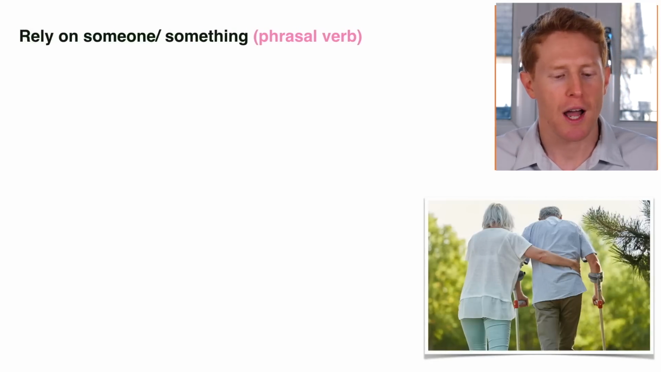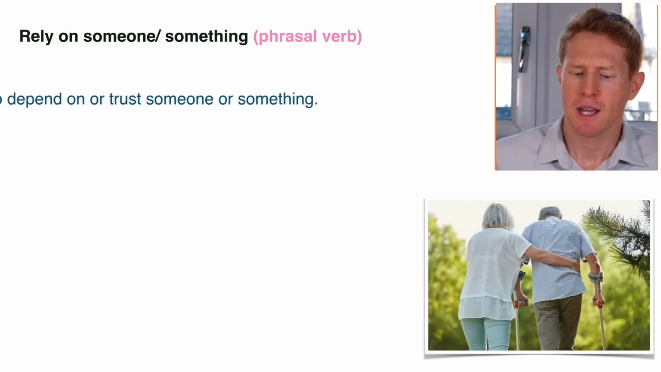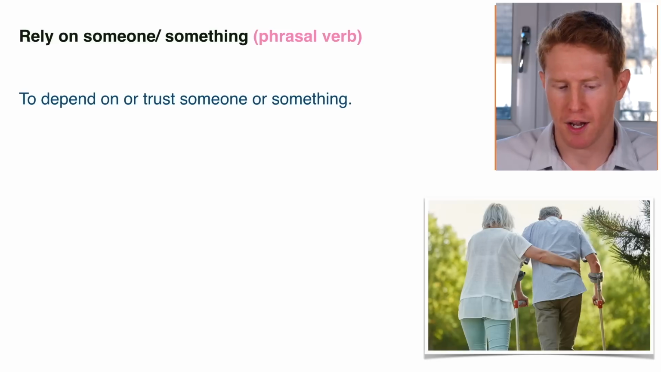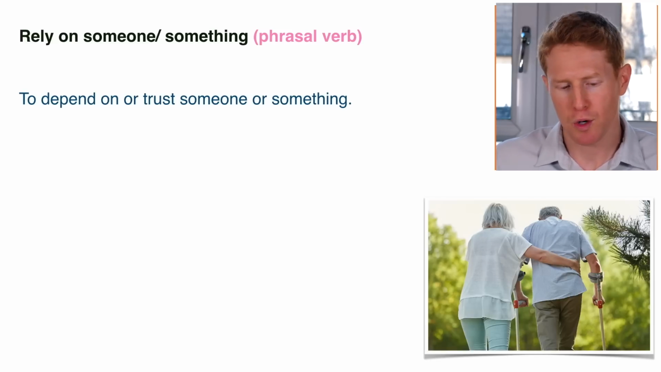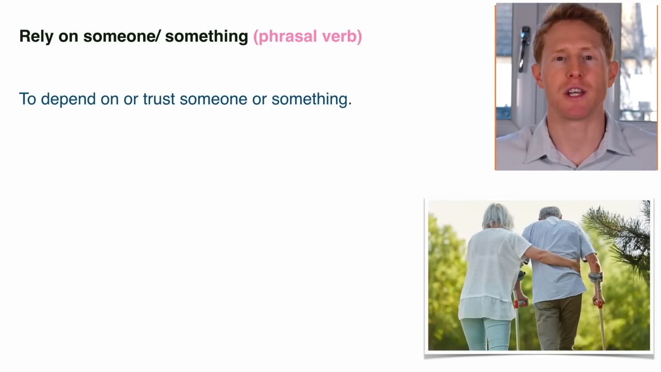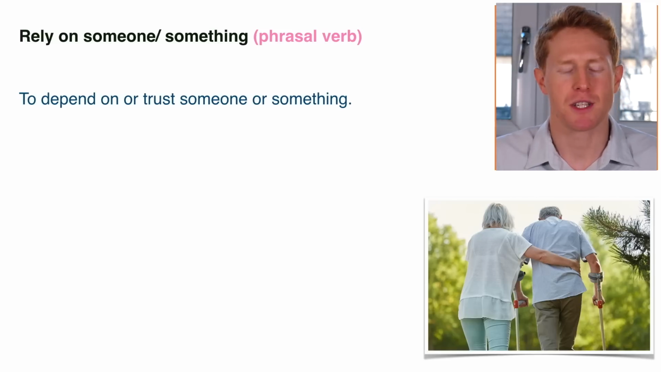And that is to rely on someone or rely on something. This is a phrasal verb. It means to depend on or trust someone or something. A bit like this man walking below me, he relies on his partner or he relies on his walking sticks to help him walk. Okay, pronunciation.